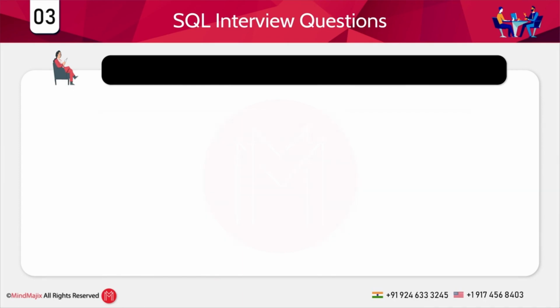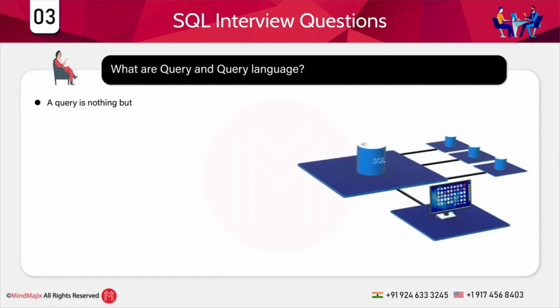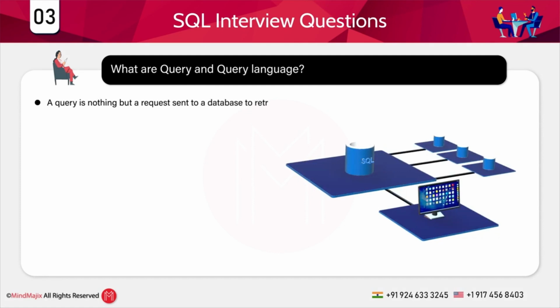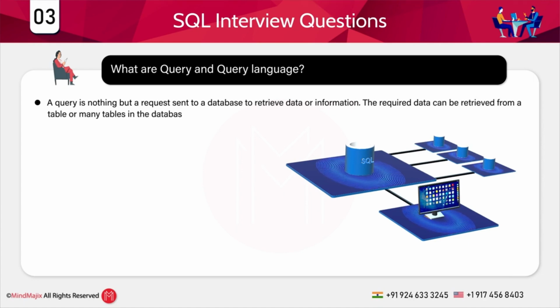So the next question is, what are query and query languages? So query is nothing but a request sent to a database to retrieve data or information. The required data can be retrieved from a table or many tables in the database. So query language uses various types of queries to retrieve the data from the databases.